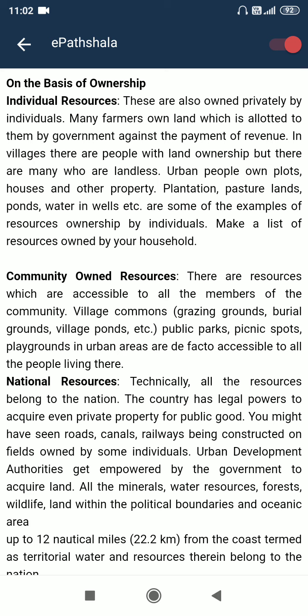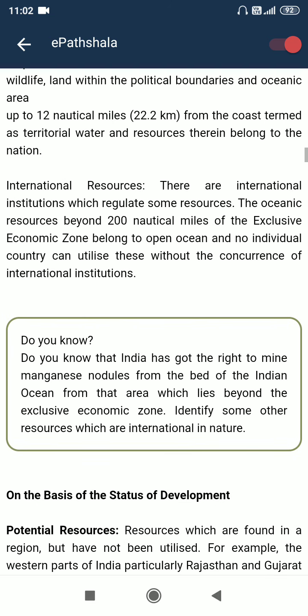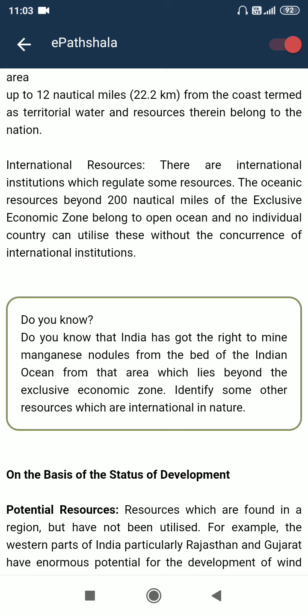National resources. Technically, all the resources belong to the nation. The country has legal power to acquire even private property for the public good. You might have seen roads, canals, railways being constructed on fields owned by some individuals. Urban development authorities get empowered by the government to acquire land. All the minerals, water resources, forests, wildlife, land within the political boundaries and oceanic areas up to 12 nautical miles, 22 km from the coast, termed as territorial water, and the resources therein belong to the nation.